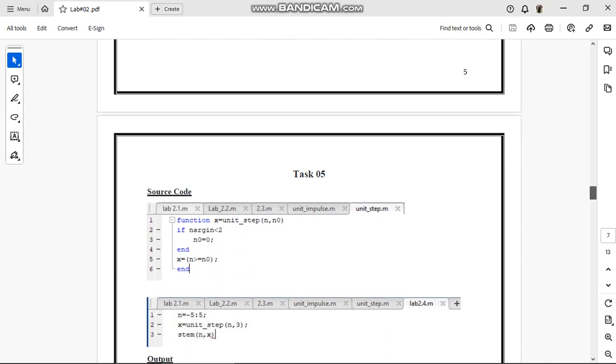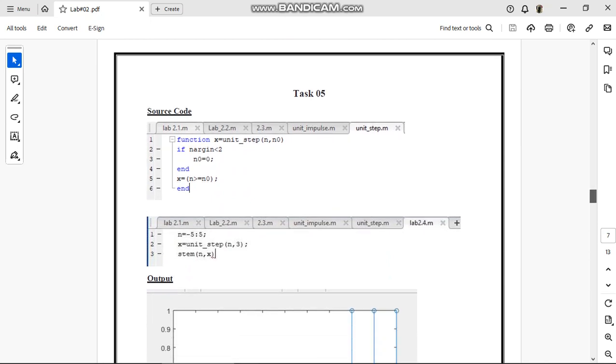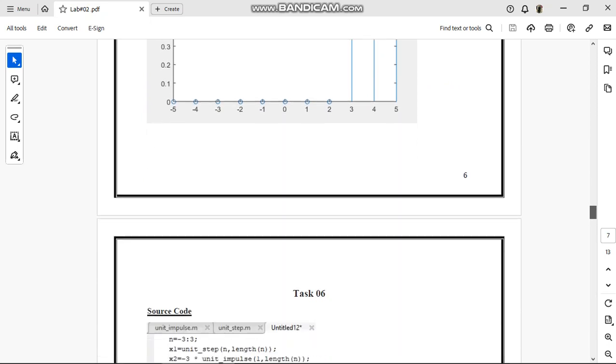Moving on to task 5. In task 5 we have to plot the unit step function. Again we defined our function as function x is equal to unit step n0. Then I used an if loop, and last I called my function and used a stem function to plot our following signal.